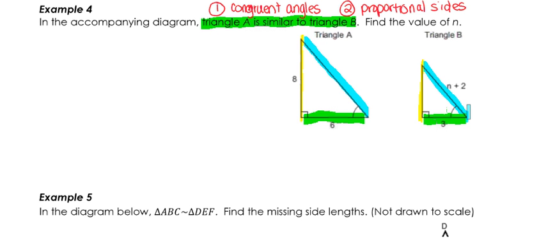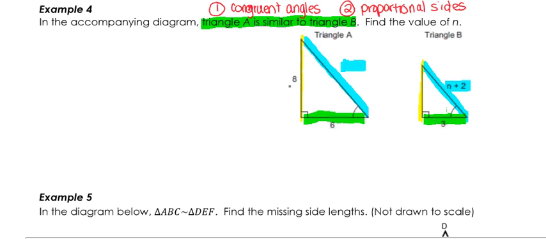So part of the problem is that I could go ahead and write a proportion, but I don't have anything in the blue side of the larger triangle that's going to match up with the blue side in the smaller triangle. I have the 6 and the 3 that I can match up.